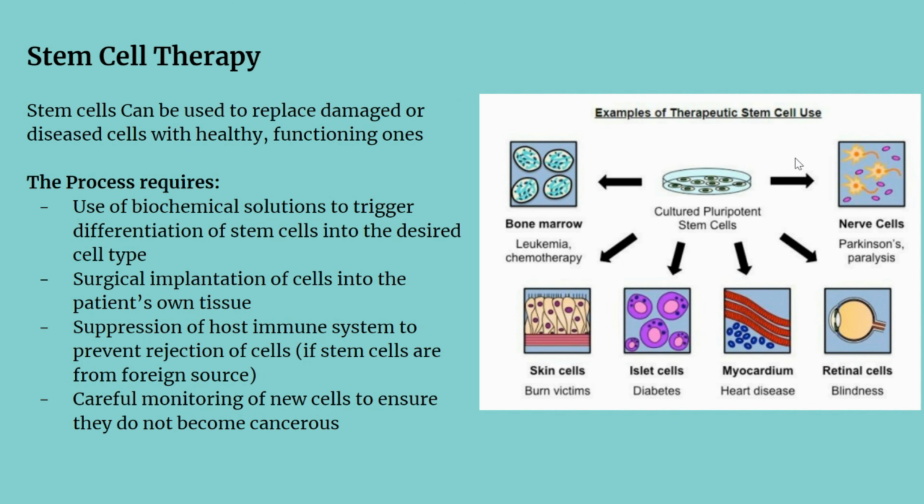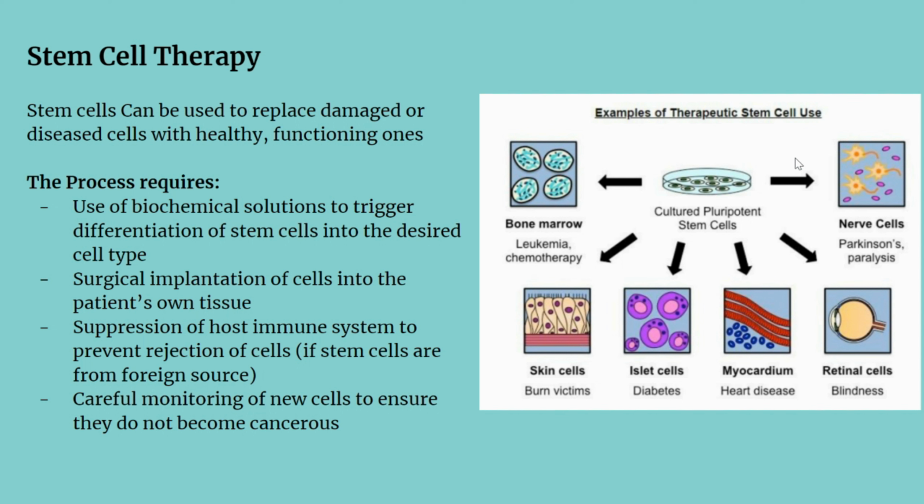Stem cell therapy: stem cells can be used to replace damaged or diseased cells with healthy functioning ones. This process requires the use of biochemical solutions that trigger differentiation of stem cells into the desired cell type, and then surgical implantation of the cells into the patient's own tissue is required. Because your immune system knows how to recognize which cell is from the body itself, and which cell or tissue is coming from outside the body, that means it's someone else's, your immune system would naturally attack it.